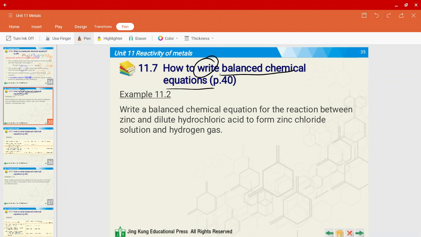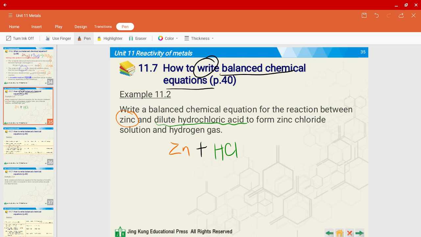Now let's look at the equation over here. First off, we have the metal zinc. So what is the chemical formula of zinc? Yes, zinc is Zn. You can refer to your periodic table if you've forgotten, but I guess it's okay. Next step is, of course, I know that I'm reacting it with something, so I'm going to go ahead and write down the plus sign. What is it reacting with? It is reacting with dilute hydrochloric acid. Dilute hydrochloric acid, the chemical formula for that is HCl.